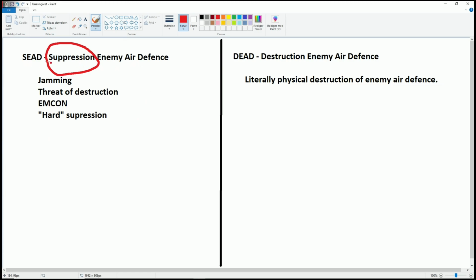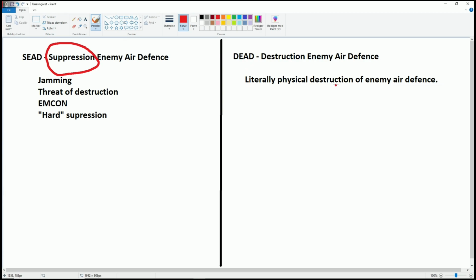So SEAD is suppression, not destruction. For me, it is very obvious that suppression does not mean destruction. Some people may say, well, it is part of that category. It names the category. No, it does not, because it is something completely different. That is like saying a diesel engine also includes gasoline or benzene engines. No, it does not. It's two very different things. Over to the DEAD, or destruction of enemy air defenses.